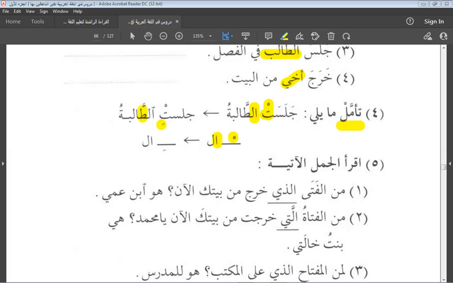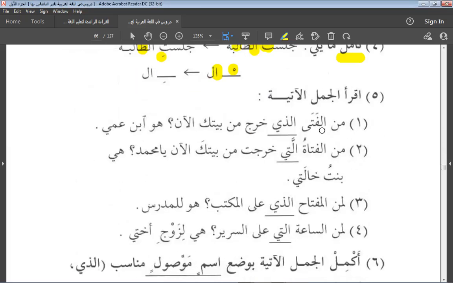Iltiqa as-sakinain. Two letters with sukun meeting. Iltiqa as-sakinain. We hate it. One has to change its vowel. The first one in particular. So we change the vowel of this and we make it jalasat talibatu.